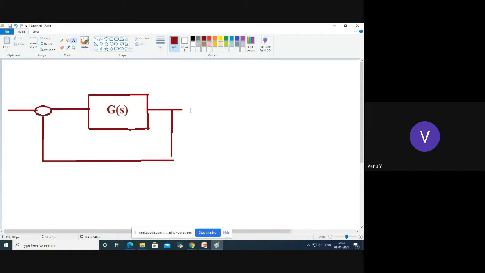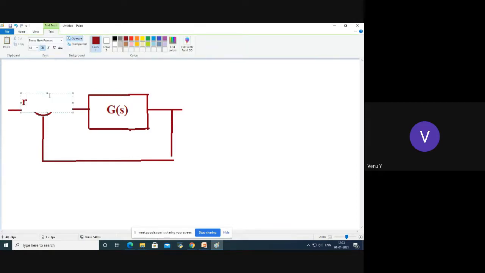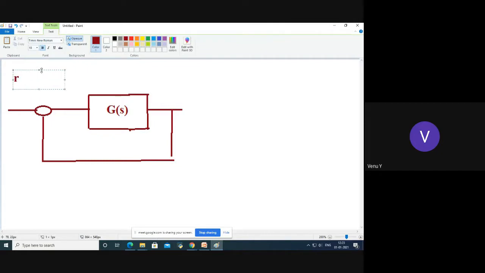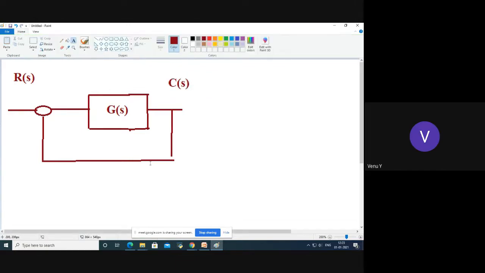and here this is the R(S) input signal and C(S) output signal, or capital R(S). Here C(S) is the output, and here H is 1, unity, right? Feedback is H, and so feedback is H.